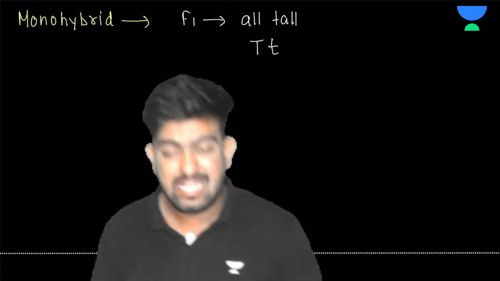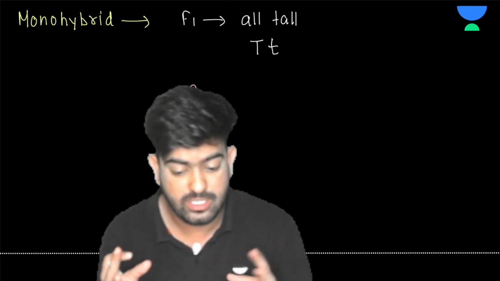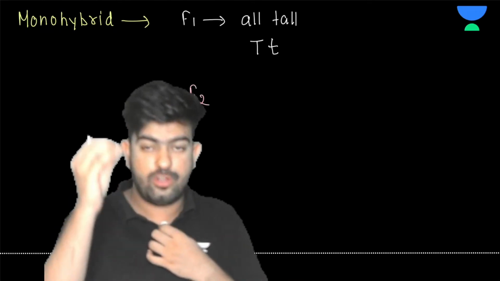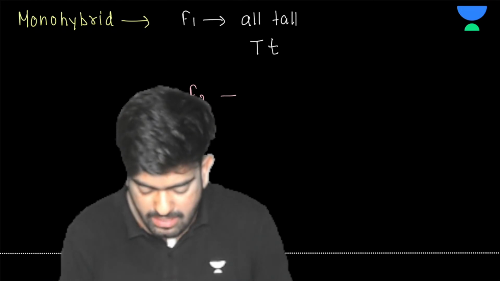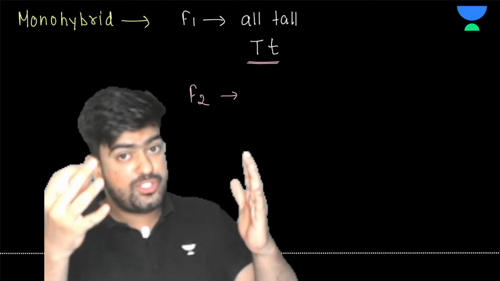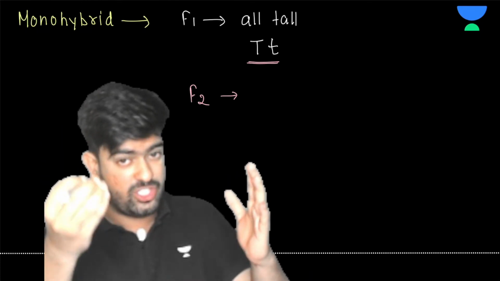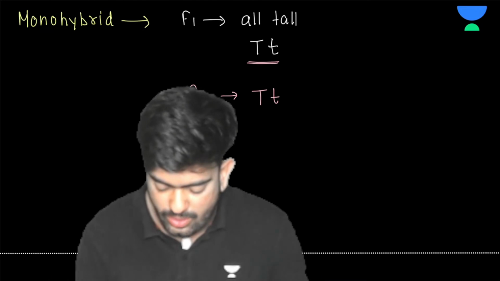Now, let's have the F2 generation. So what did we do in F2 generation, guys? We self-crossed. Selfing means we use the progeny of the F1 generation and cross it, right? So this is what we did.